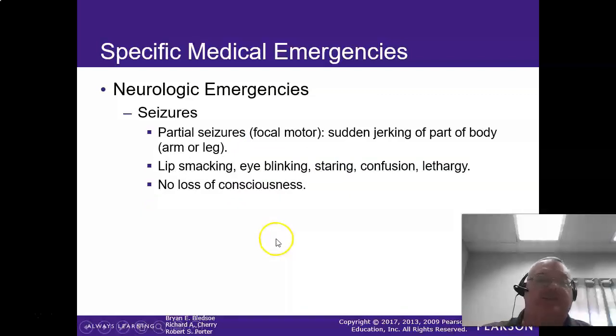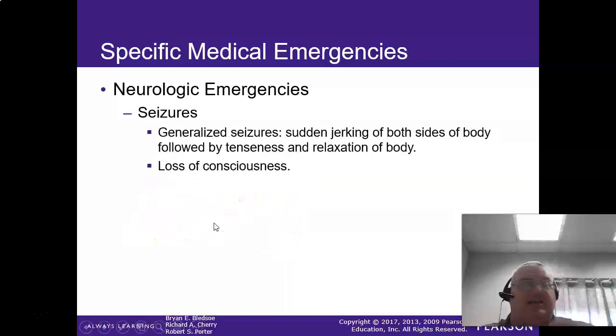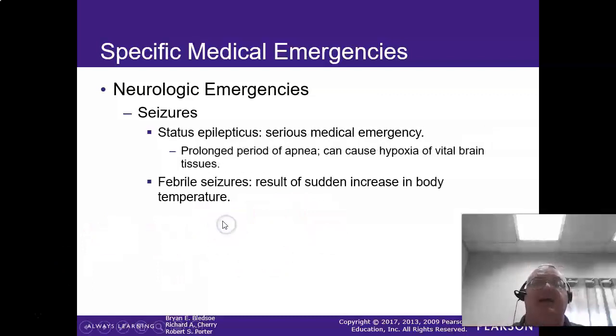Partial seizures, or focal motors, these guys can do the eye blinking, lip smacking. There really is no loss of consciousness. They just kind of check out. Generalized seizures is when you have the tonic-clonic movements. They do lose consciousness during that. Usually they become incontinent of urine most of the time with these guys.